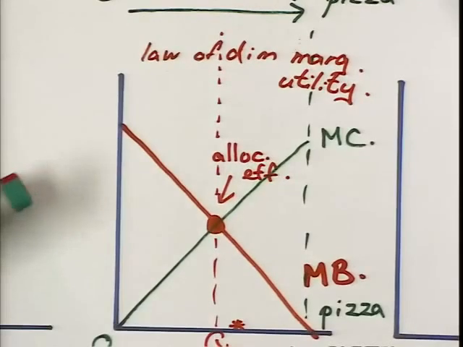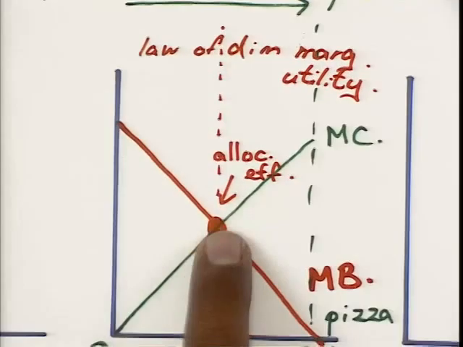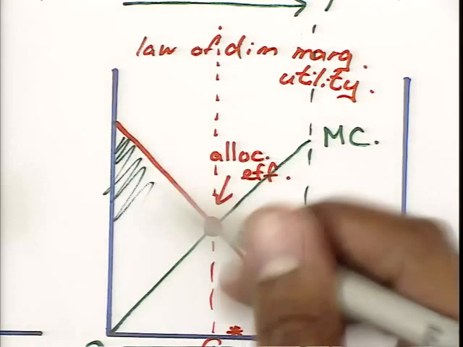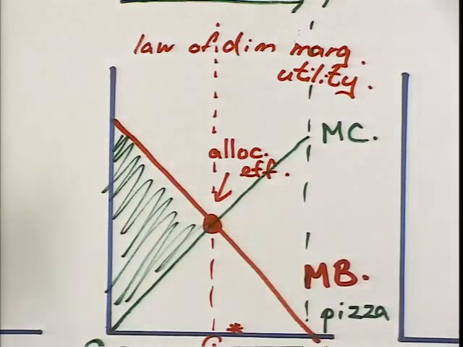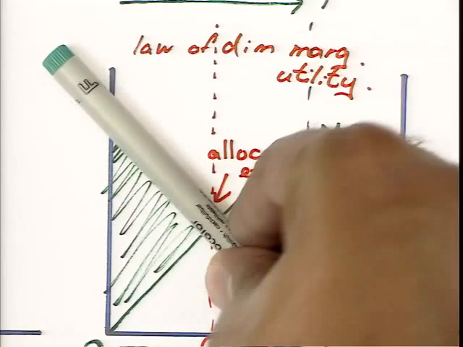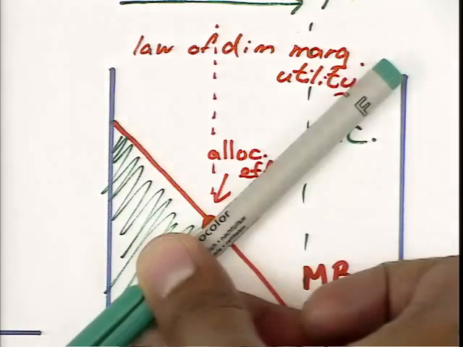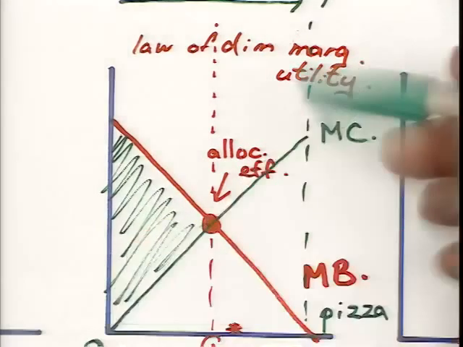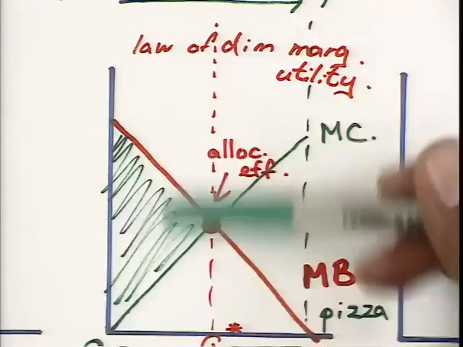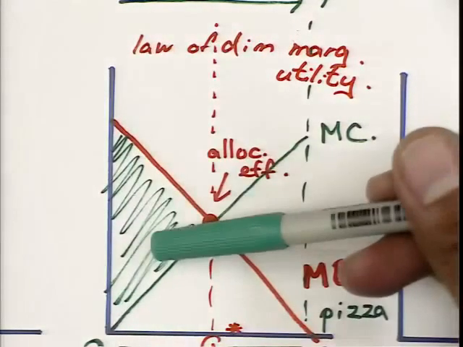Now, when you're producing at the allocatively efficient point, you are maximizing the total surplus for society as a whole. The difference between the marginal benefit, how much society places value on it, compared to the marginal cost, what is the cost of producing it, the allocative efficient point maximizes the total surplus.